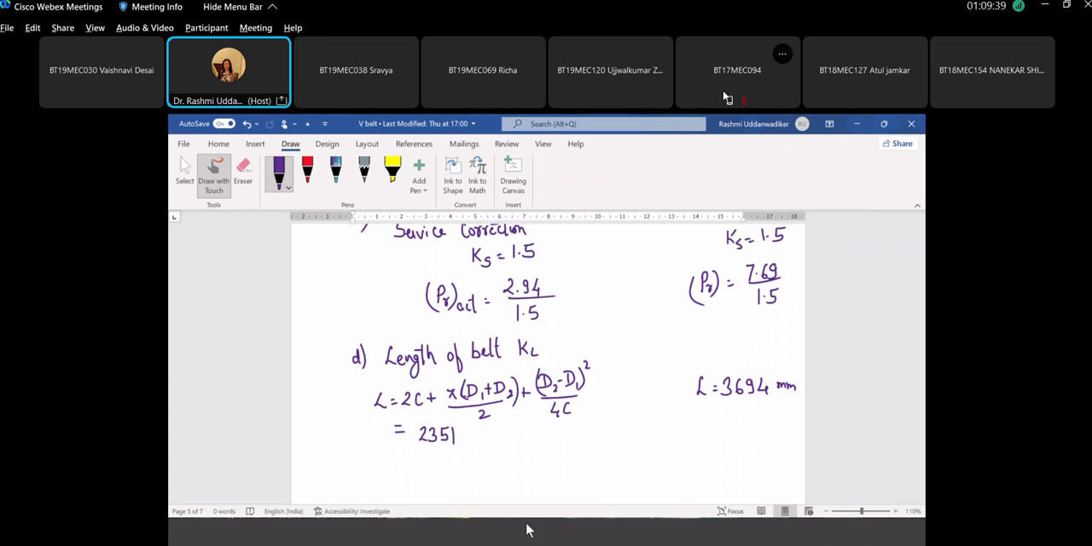Refer to the design data book for the nominal pitch length. What are the lengths available? Page number 7.60 for C section, 7.59 for B cross section. The second and third pages are where the V belt starts. The first page, 7.58, gives you the data for standard V belt sections. The second one gives you the lengths. For C cross section, what are the nominal pitch lengths close to 3694?